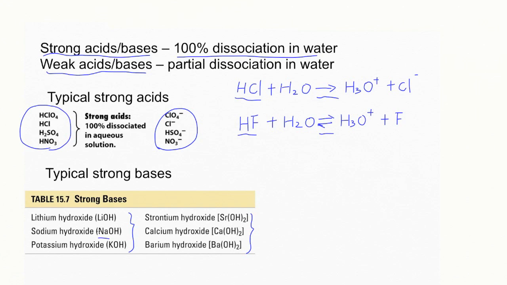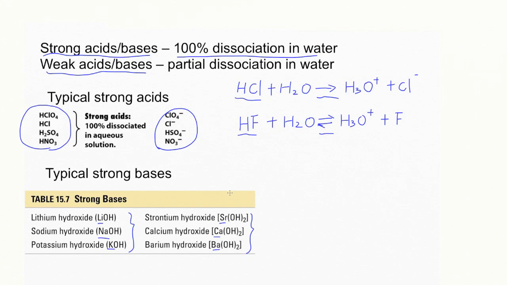Strong bases, these are six typical strong bases, and as you can see from this table, for these three strong bases, the cations are from group 1. For these three strong bases, the cations are from group 2. So if you have bases, and if the cations are from group 1 and group 2, then most likely they are strong bases.